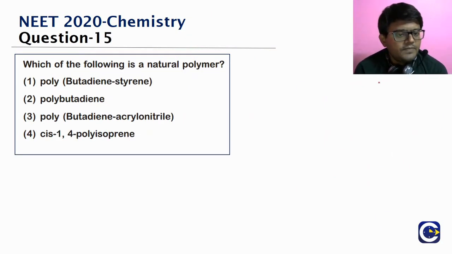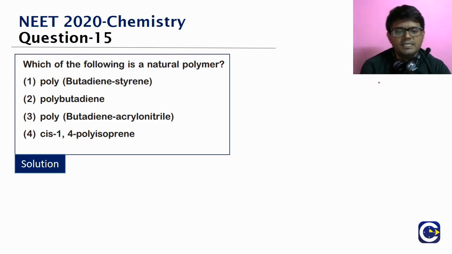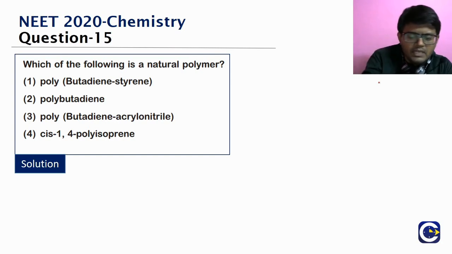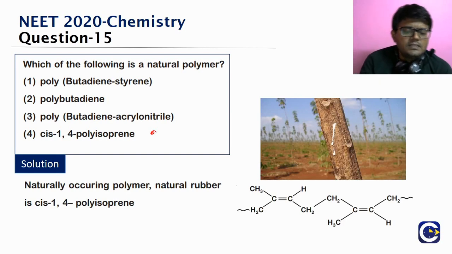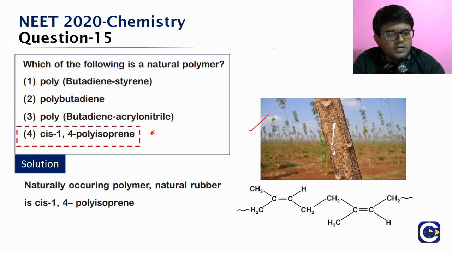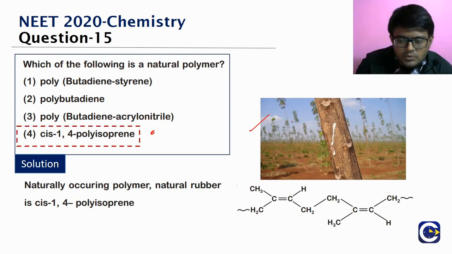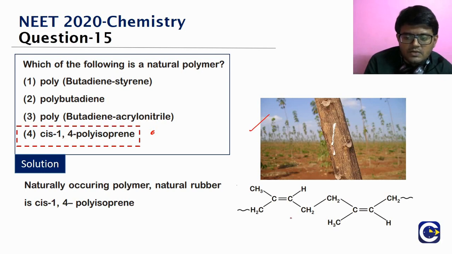Next we have question number 15. Which of the following is a natural polymer? If you see the options, one very prominent option is visible at the bottom. Cis 1,4 polyisoprene. It is the form of natural rubber. How do we get natural rubber? We get it from the latex, right? So the natural polymer is cis 1,4-polyisoprene. This will be the structure of it.